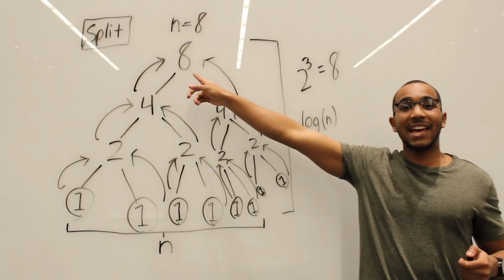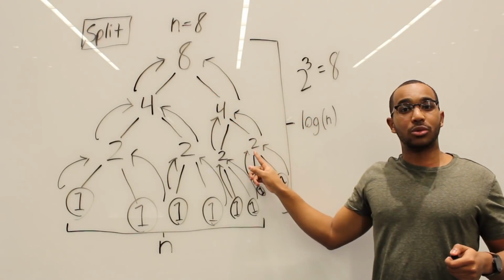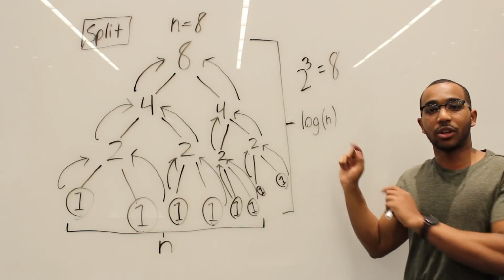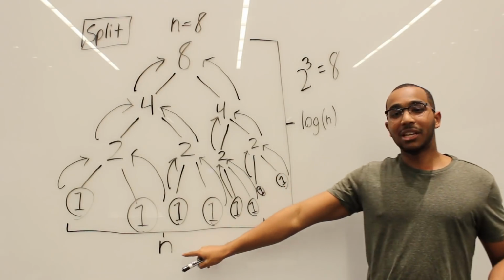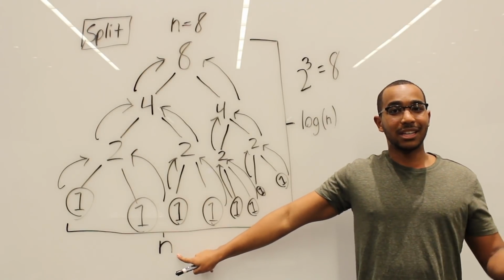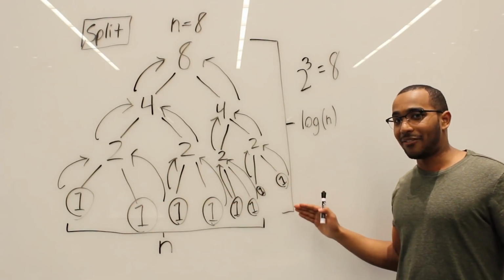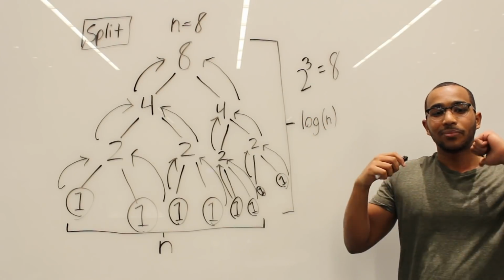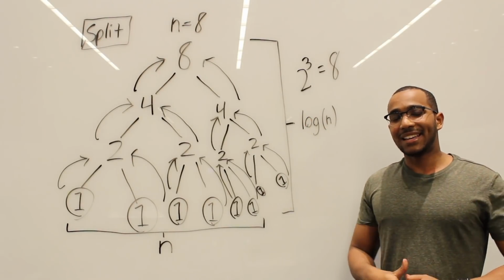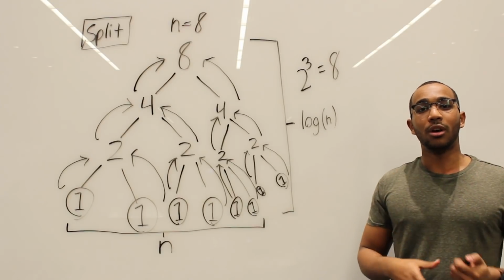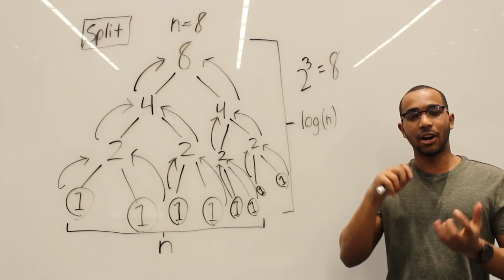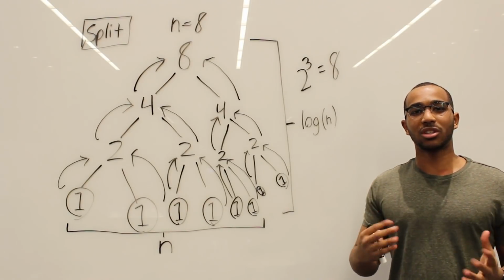We can split 8 one time, two times, three times until I get to a 1. That is where the logarithm is from. So how many leaves do I have? I have n leaves. As you can see down here, we have n leaves in this recursion call stack. So what we now need to look at is the actual code for the split subroutine, so we can really hone in on what this looks like in code.